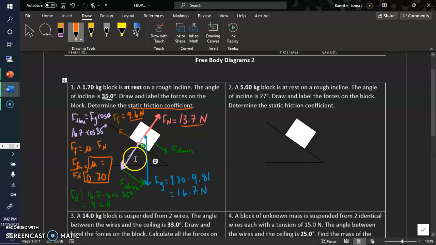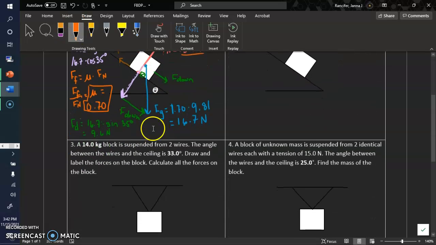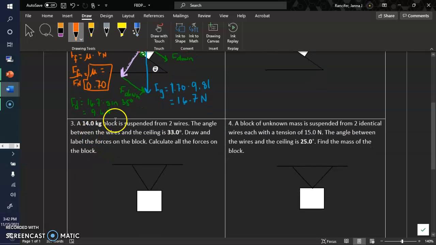Okay, that's question 1. Question 3. A 14 kilogram block is suspended from 2 wires. The angle between the wires and the ceiling is 33 degrees. Draw and label the forces on the block. Calculate all the forces on the block.